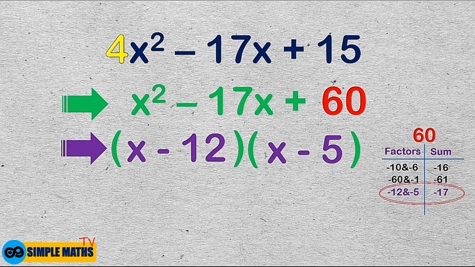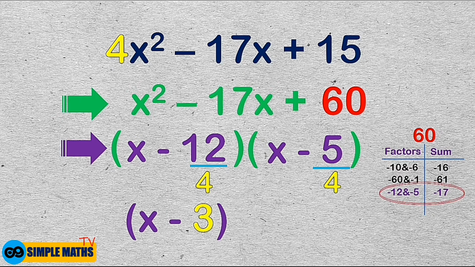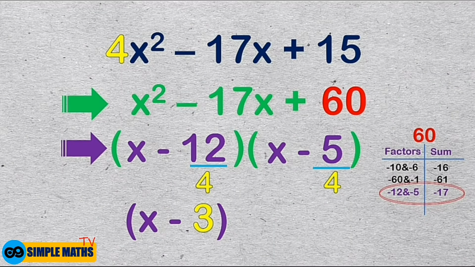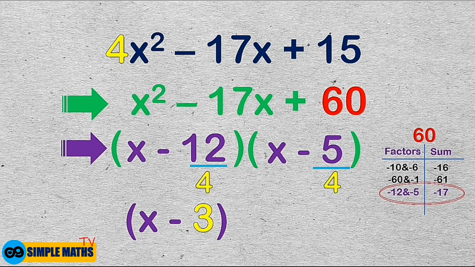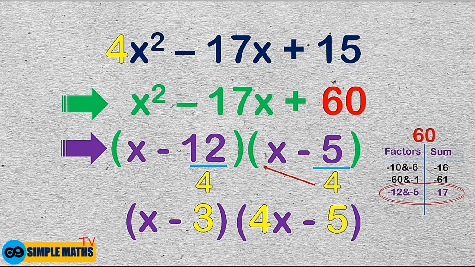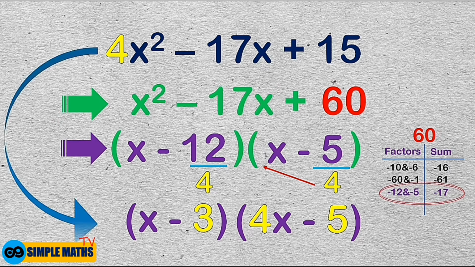Lastly, we will divide the constants by the numerical coefficient 4. That's 12 divided by 4 and 5 divided by 4. 12 divided by 4 is 3, so we write x minus 3. Since 5 divided by 4 is not a whole number, we slide 4 in front and use it as the coefficient of x. We have 4x minus 5. And this is now the factored form.